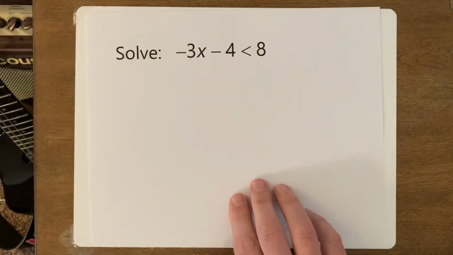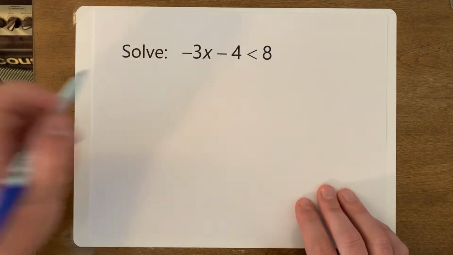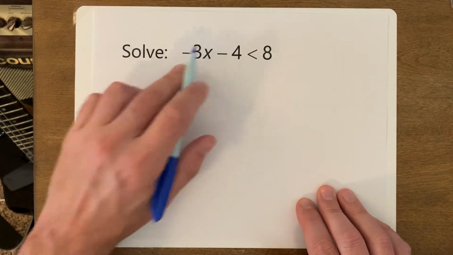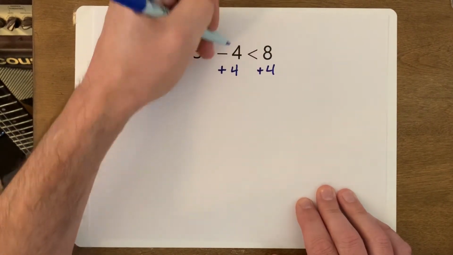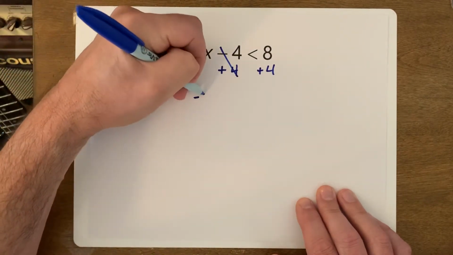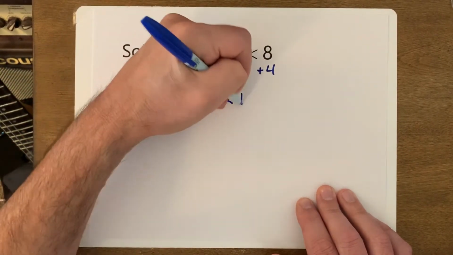Okay, so we have another, I would say, two-step. This one's going to be a little bit different though, because I see that negative in front of the term with the x. Add 4 to both sides. Okay, bring down your negative 3x, less than 8 plus 4 is 12.